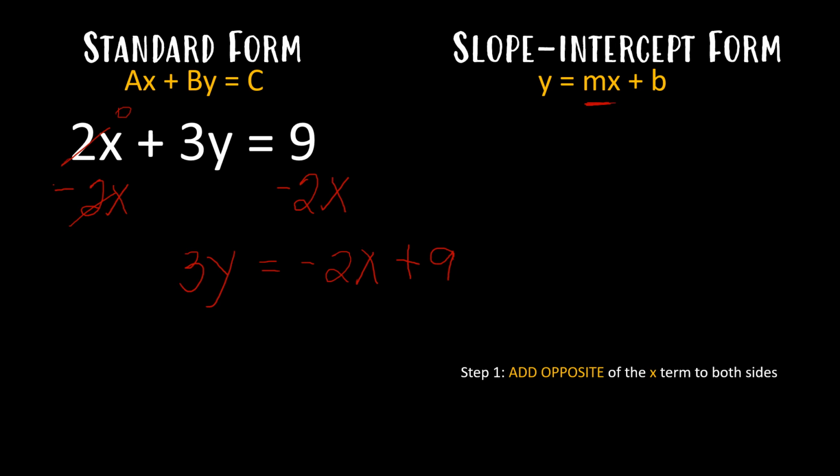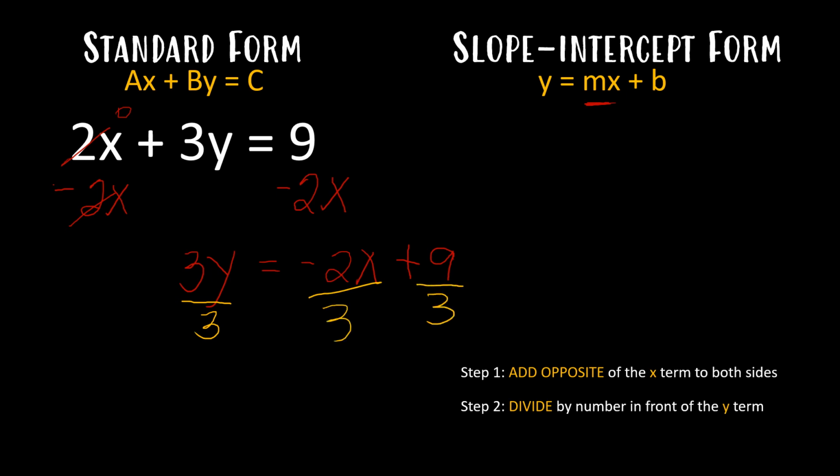So, next step is to divide by number in front of the y term. So, ano ba yung number in front of the y term? Or ano yung number na katabi or nasa tabi ng y term? That is 3. So, anong i-divide natin? Lahat ng terms, kailangan natin i-divide by 3.